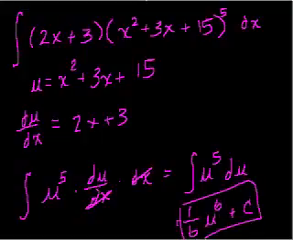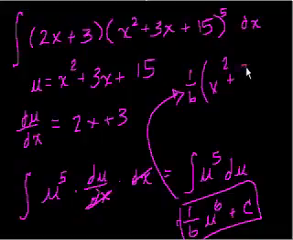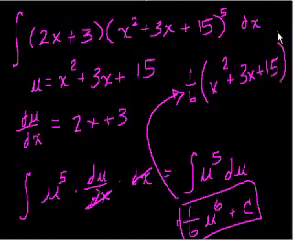And now we can just unwind this. I'll do it up here to make it extra messy. This is just equal to 1/6 times u, which is this right here. We just set u to equal this expression. 1/6 times x squared plus 3x plus 15, all of this to the 6th power, plus c.